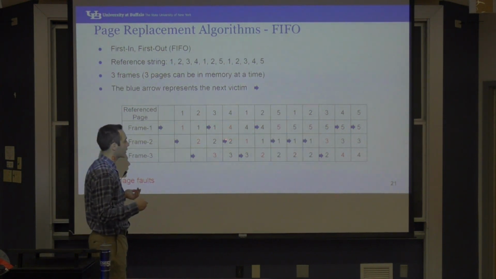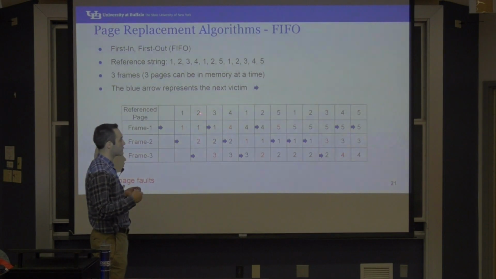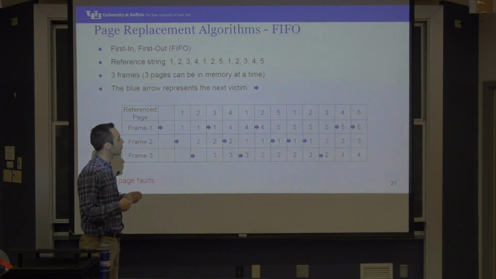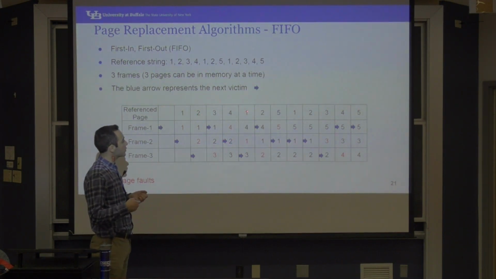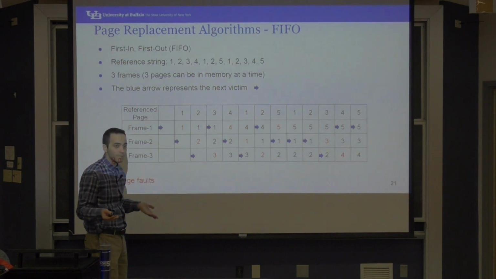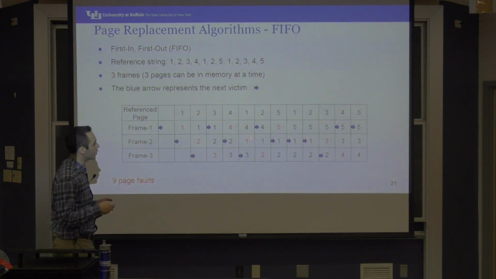And then the arrow keeps going. Now among these, the 2 is the first in line, right? So the next reference would be number 1. We just swapped it out, but that's what it is, right? So we will replace the 2 with 1. And as we go, this happens. So we replace 3 with 2, we replace 4 with 5.